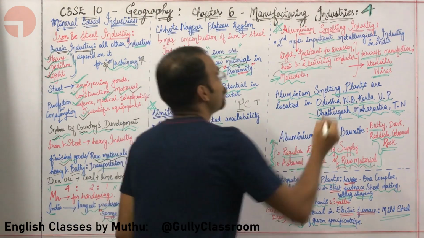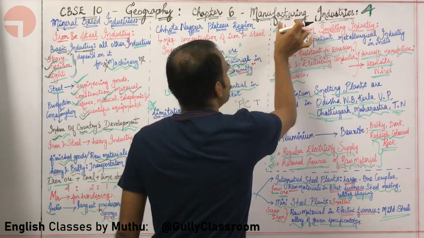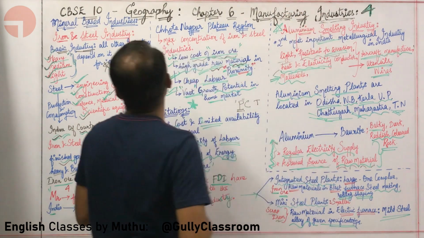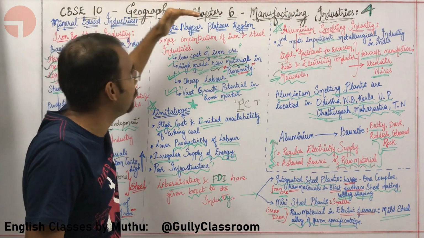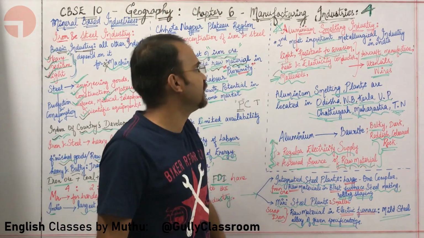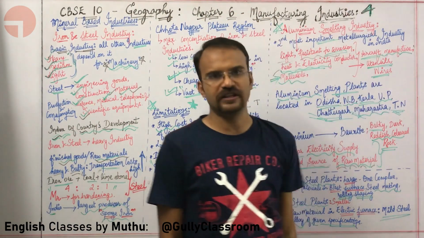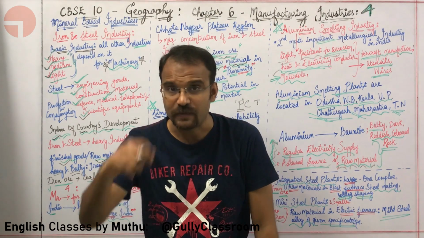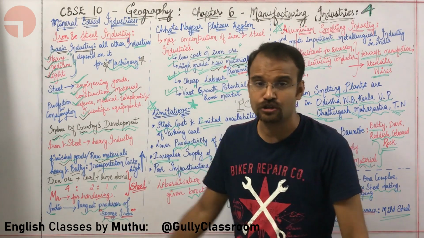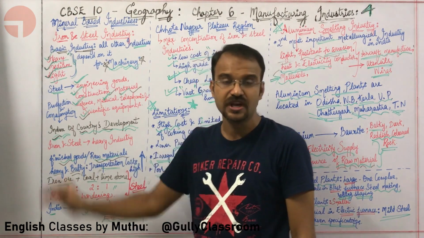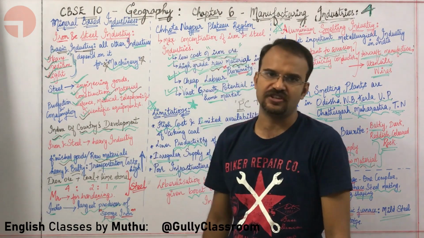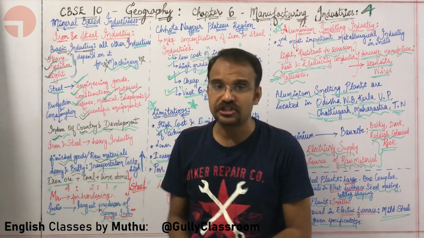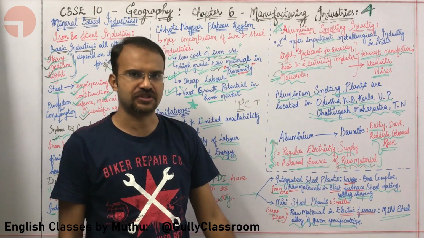This is the fourth lecture in the chapter Manufacturing Industries, CBSE 10th Standard Geography Chapter 6. In this fourth lecture, we are going to study mineral based industries. We are going to especially look at two mineral based industries: iron and steel industries and aluminium smelting industries.